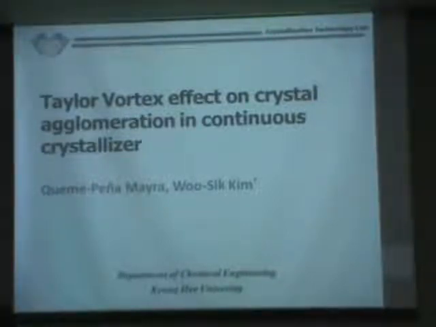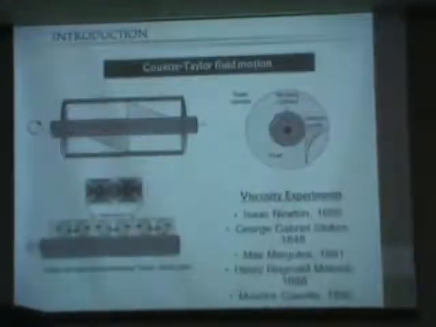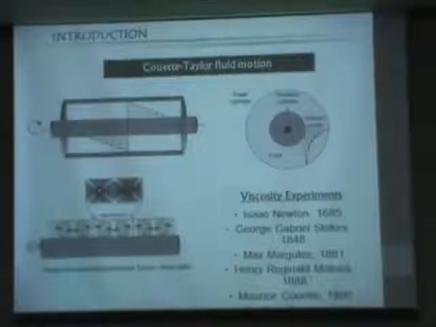agglomeration in continuous crystallizer. So, first of all, what is the Taylor fluid motion? The Taylor fluid motion is the fluid that is between two concentric cylinders. In our case, the inner cylinder is rotating, meanwhile the outer cylinder is fixed. So the gap between the inner and outer cylinder is our working volume. In here we can see the velocity profile.